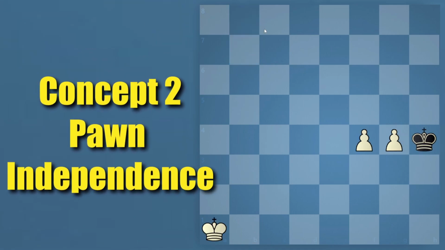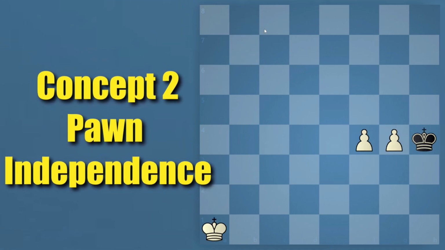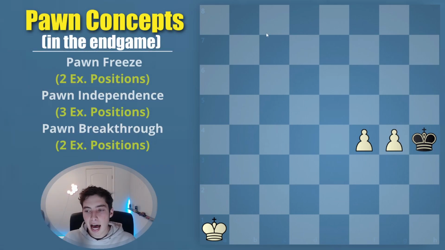Now let's move on to the second important concept, which I'm going to be calling pawn independence. And this happens when your opponent's king is super active and your king is nowhere to be found, and you need to evaluate whether or not you can win this position, or if the activity of the black king will simply allow them to take the pawns and draw the game.